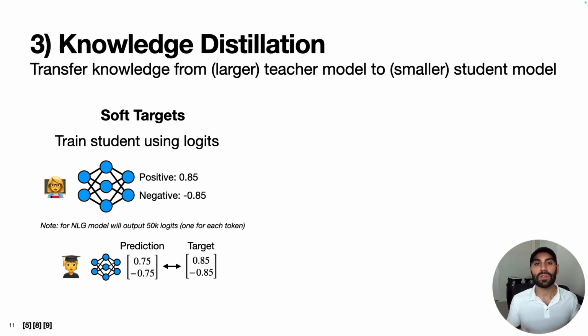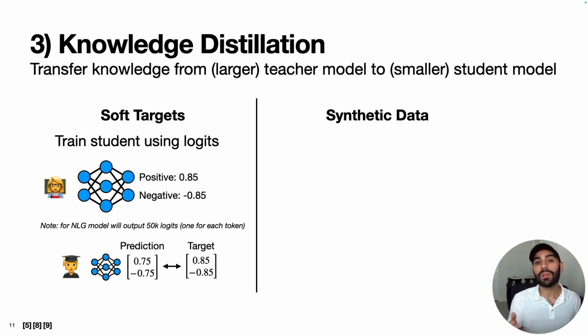This turns out to be an effective strategy because using all the output logits from the teacher model provides richer information to the student model to learn from. Another way to achieve knowledge distillation is, instead of using logits to train the student model, one can use synthetic data generated by the teacher model.